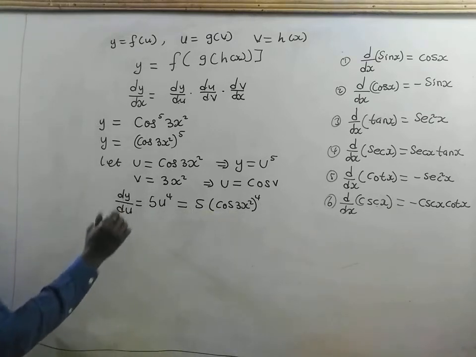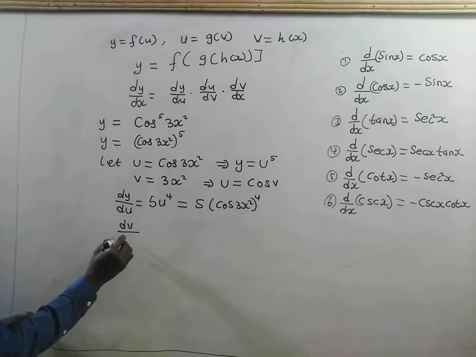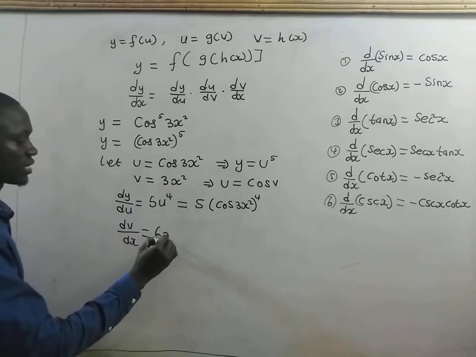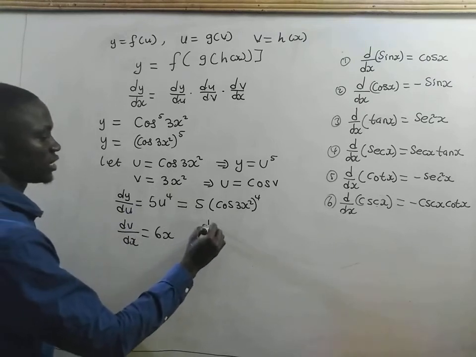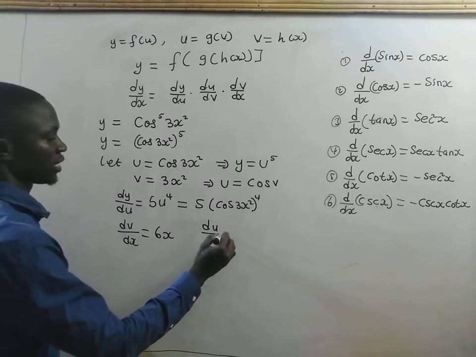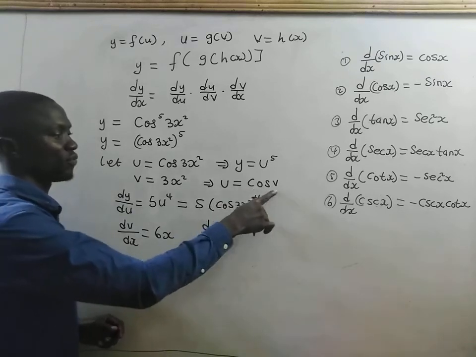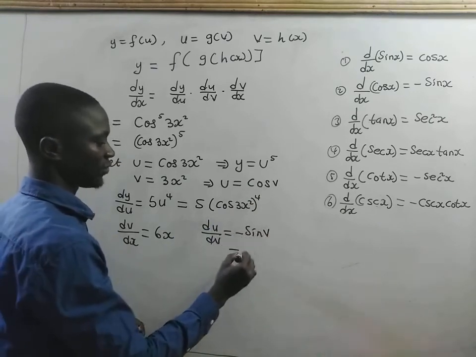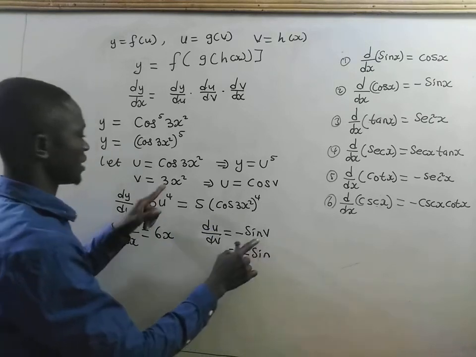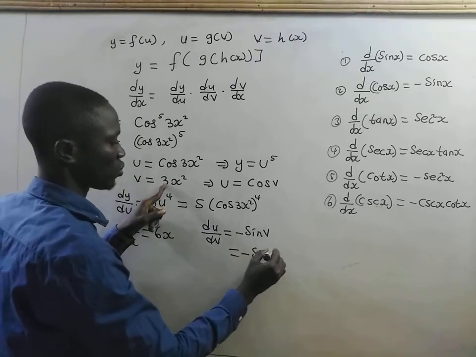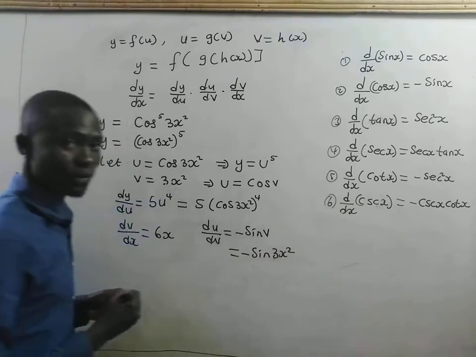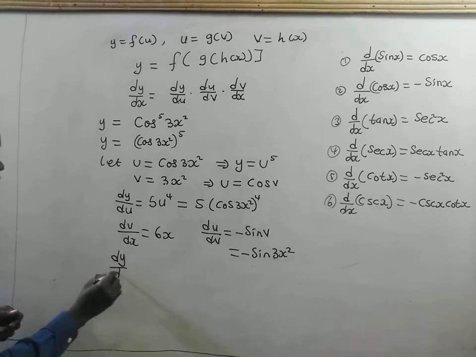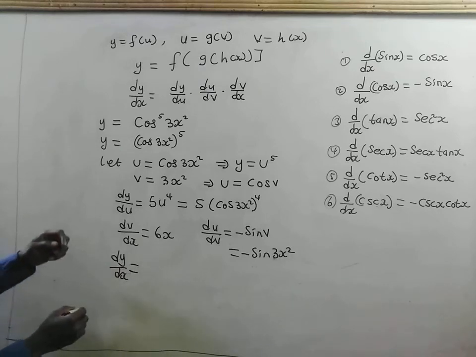Okay, now let's find dv on dx. If we differentiate 3x squared, we get 6x. And let's find du on dv. If we differentiate cosine of v, you get negative sine of v. And what is v? v is the same as 3x squared. Wow. So here, the derivative of y with respect to x is equal to, what do we have?